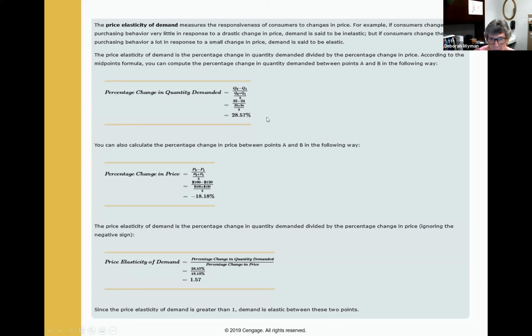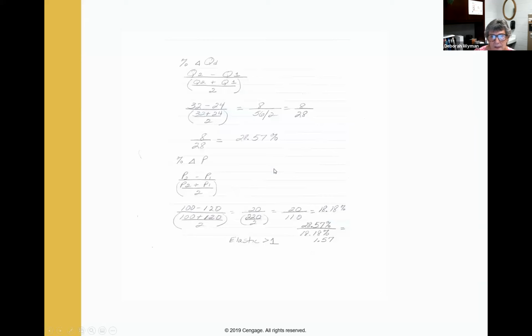So I had this written out on a paper, so we're going to go to that, and I'm going to show you how I calculated it. Same thing with this, the P2 plus P1 over 2, that should be in parentheses. And here it is written out. So we have, this is the formula, percent change for quantity demanded, Q2 minus Q1 over Q2 plus Q1 over 2. And you see how I have this in parentheses.